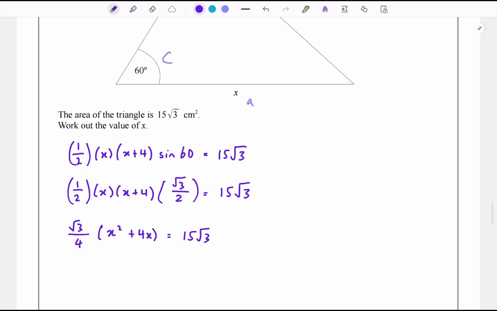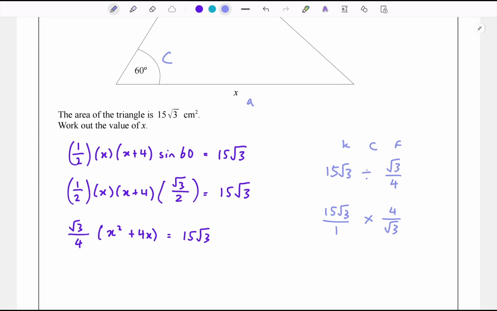I'm going to bring this number to the other side, so we're going to divide. So I'm doing 15 root 3 divided by root 3 over 4. Well, I can change that 15 root 3 to 15 root 3 over 1. And I'm going to do keep, change, flip. So I'm going to change the divide to a times and flip the second one over. That's 4 over root 3.